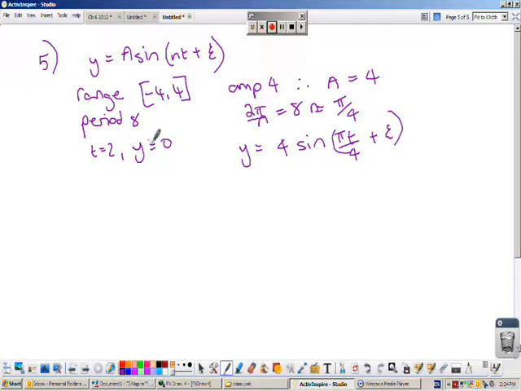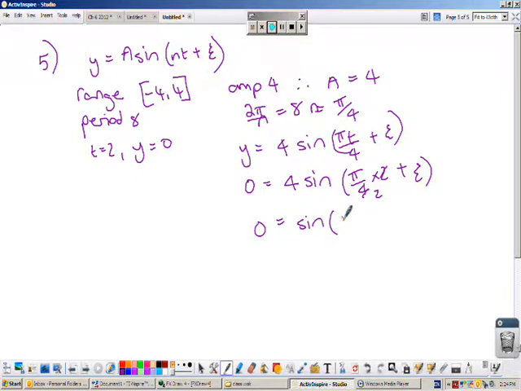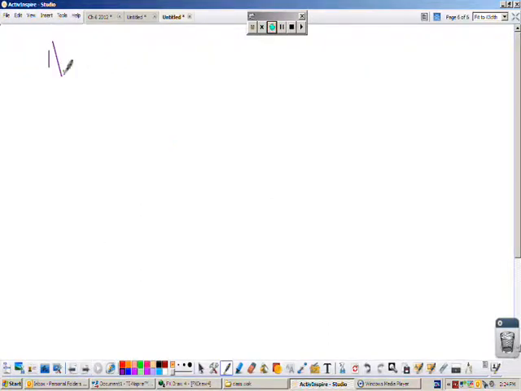So we know that the point 2, 0 is on the curve, so we can substitute that information and solve. So here we've got pi on 2. Dividing both sides by 4 gives us 0 equals sine of pi on 2 plus epsilon. Now sine of what equals 0? We know that we can use 0, so moving that to the other side we get minus pi on 2. Let me make that a bit clearer.